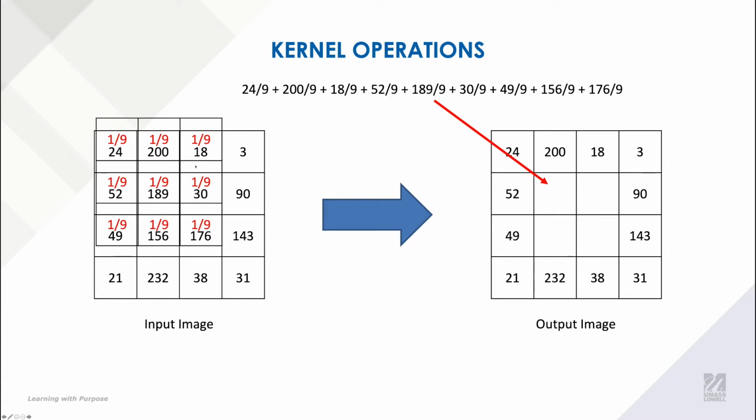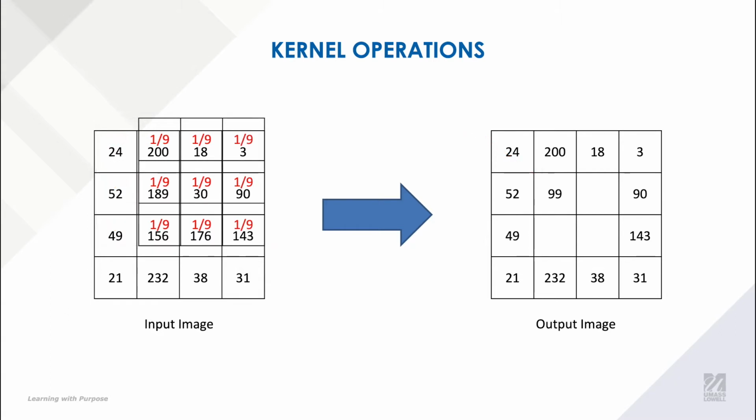If you're looking at this, you might think this is really just summing up all the pixels underneath the kernel and then dividing by 9, which is the number of elements in the kernel. All we're really doing here is averaging, and that's correct. That's why I started with this example, because you can see how it works with a really simple example. So our pixel here is just going to be 24 times 1/9 plus 200 times 1/9 plus 18 times 1/9, and so on, and we'll get 99 as the final answer, rounded to the nearest integer.